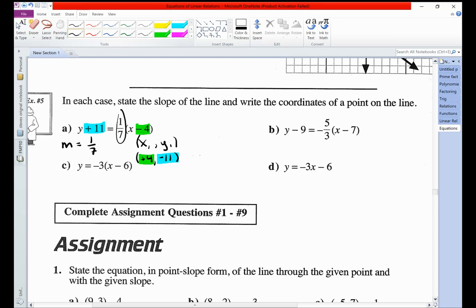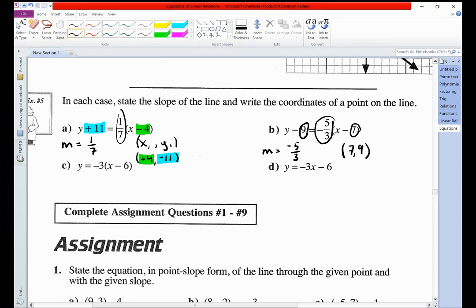I'll do one more quick one here, or maybe that's it. We'll call it there. Oh, one more. Sorry. So again, this one, our slope is negative 5 over 3, and our points are going to be 7 and 9. Those negative signs are part of the equation, so we leave them.